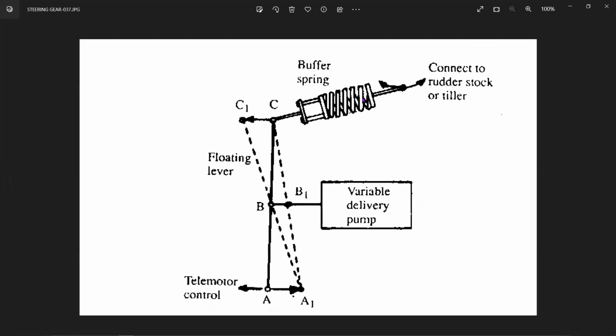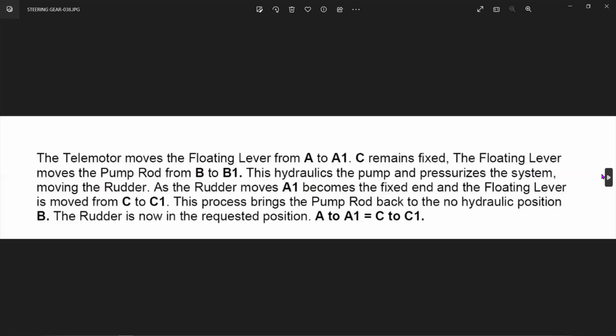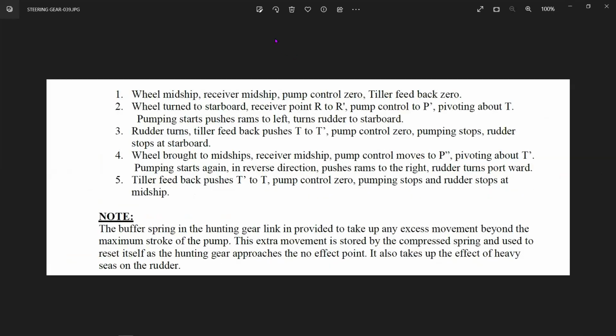Now, this is again one more diagram of the same thing. Just give me a second.